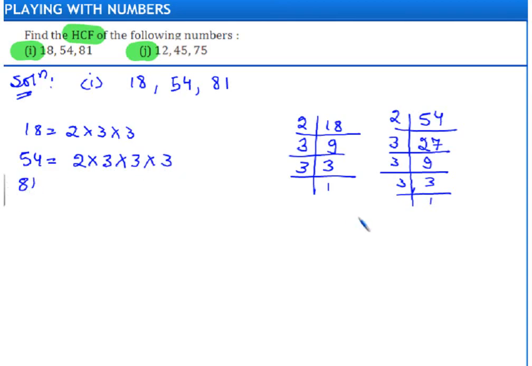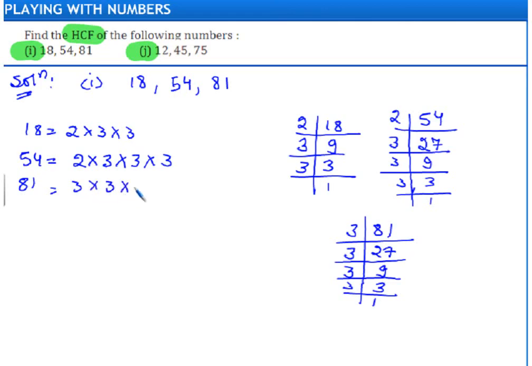Now let us find the factors of 81. Now 3 is the smallest prime number which divides 81, and it divides 81 27 times. Now 3 is the smallest prime number which divides 27, so 3 9s are 27. Now 3 is the smallest prime number which divides 9, so 3 3s are 9, and finally 3 1s are 3. So we have 3 multiplied by 3 multiplied by 3 multiplied by 3.